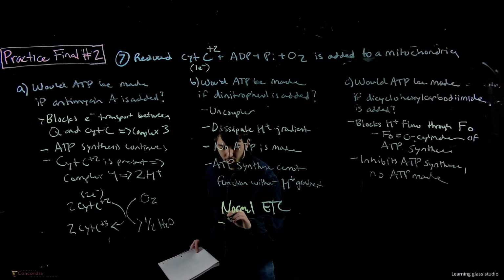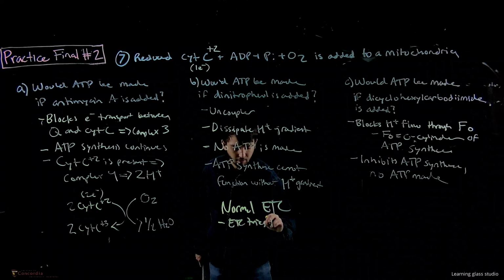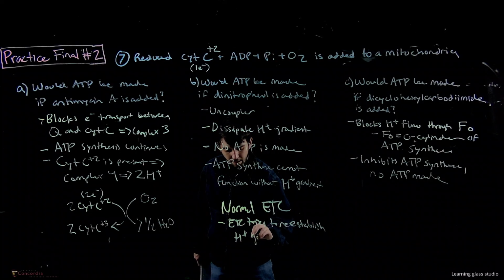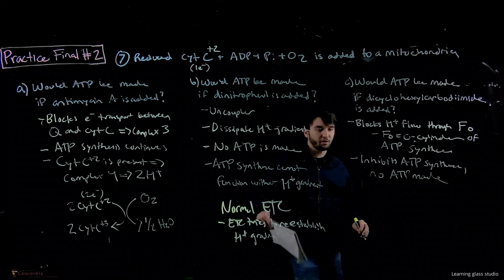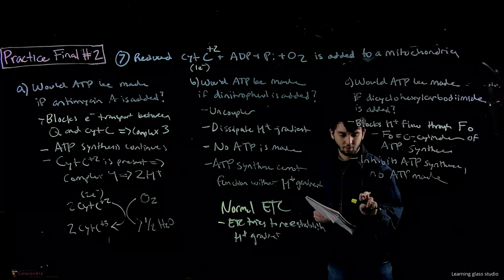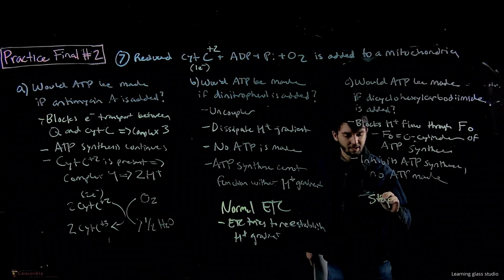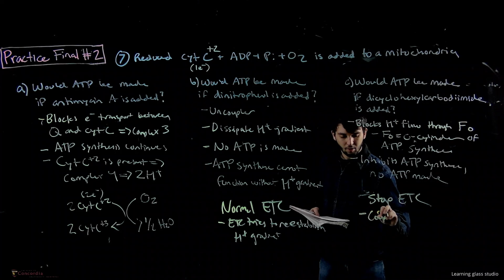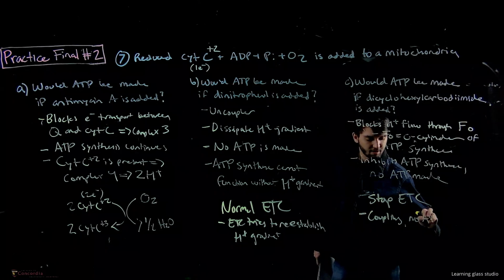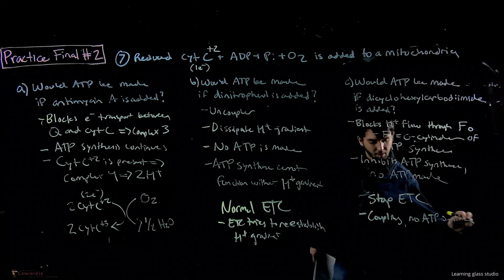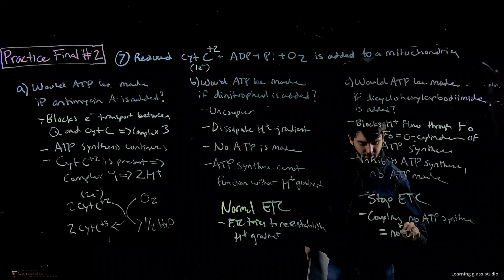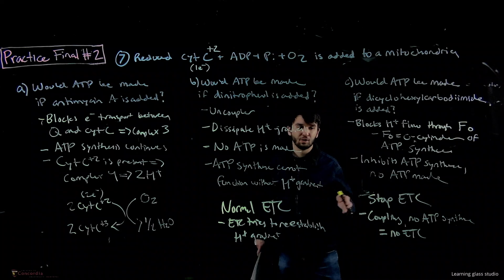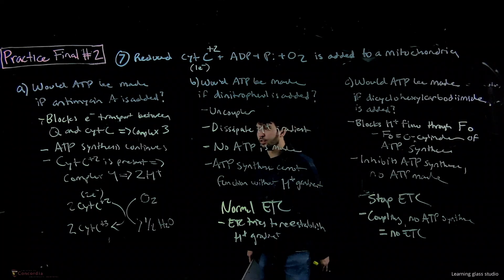So the ETC tries to reestablish the H+ gradient. And then with this one, this is going to stop the ETC. Why? Because this is due to coupling. So no ATP synthase equals no ETC. When one is inhibited, the other is inhibited unless there is an uncoupler present. The uncoupler removes that coupling. Okay? So that is it for this question.